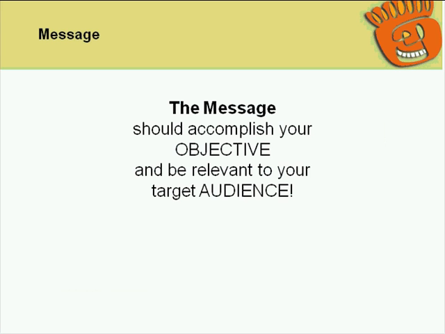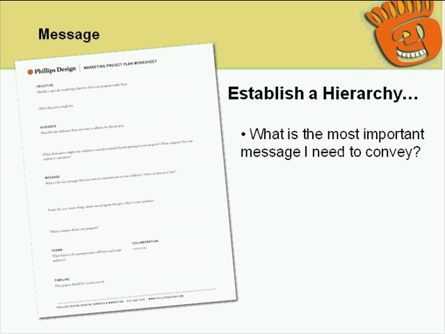Okay, let's talk about messaging now. The messaging that you use should accomplish your objective, and it needs to be relevant to your target audience. On your form, you've got another section about messaging. It asks, what's the most important message that you want to convey? You might think that there are a lot of different messages that you want to convey. But I want you to think first of all, what's the most important message? Because you're going to establish a hierarchy of information. If you put too much content into a marketing piece, you're going to lose the effectiveness. You need to be able to get your message out there very quickly and succinctly. So out of all these parts of my story, what's the most important thing first?